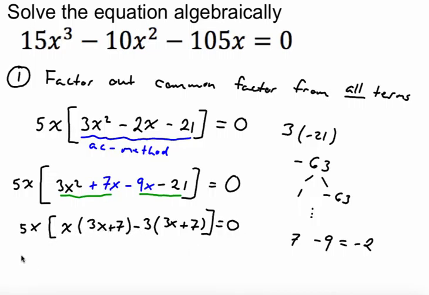Okay, last step. We're going to factor out the common factor. So this term has a 3x plus 7 and 3x plus 7. So in the square brackets, you can see the 3x plus 7. And then the other pair you can see just sitting there as x minus 3. So x minus 3. Close square brackets equals 0.